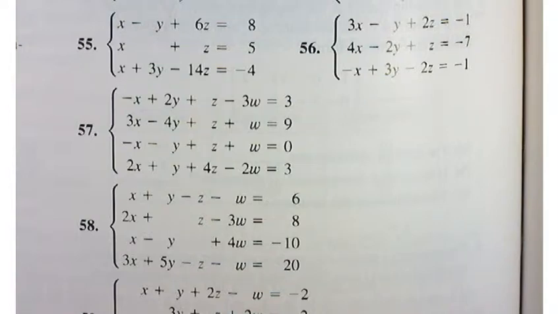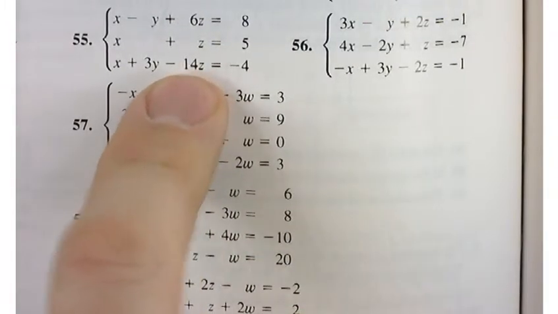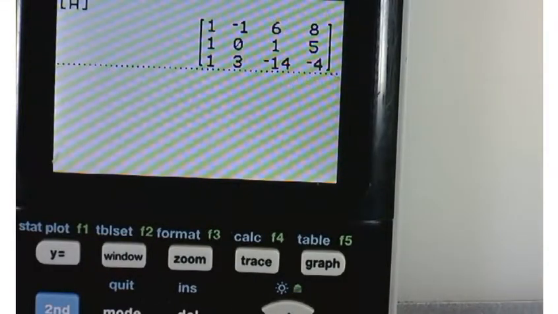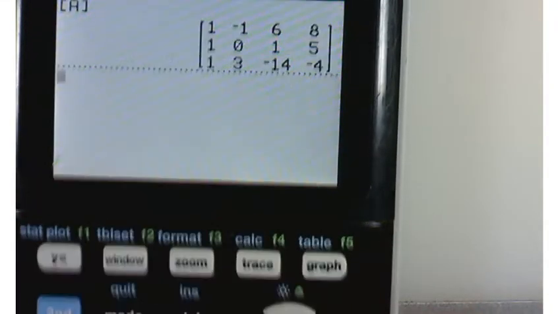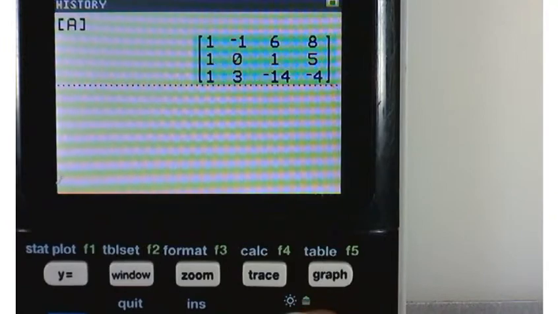So problem 55, we're going to solve this with RREF, that is reduced row echelon form. We're going to start by putting this into an augmented matrix. So it's going to look like that in our calculators. There we go. So matrix A, and a quick way to get at the solution is to put that in reduced row echelon form.